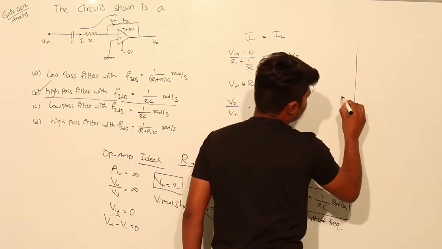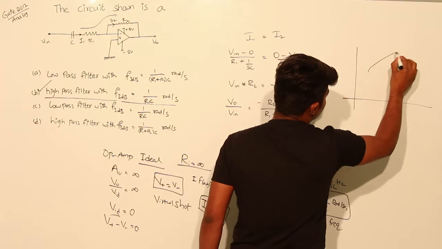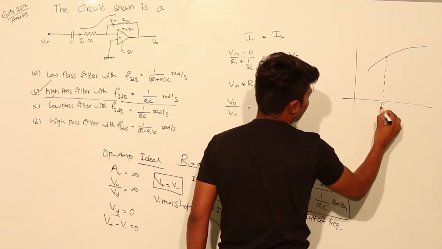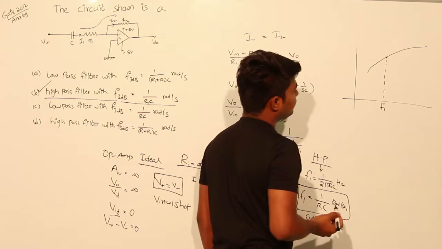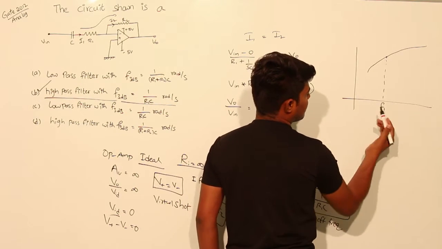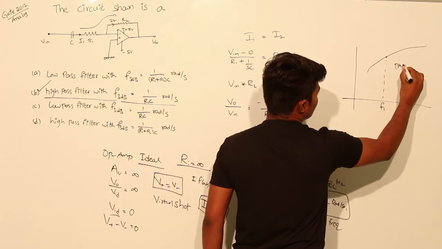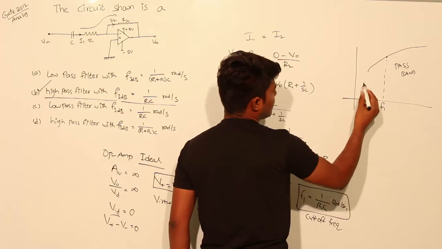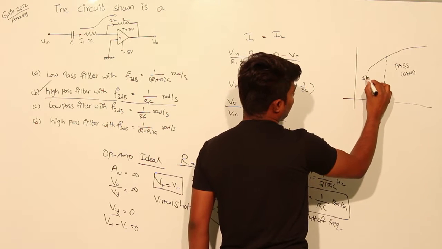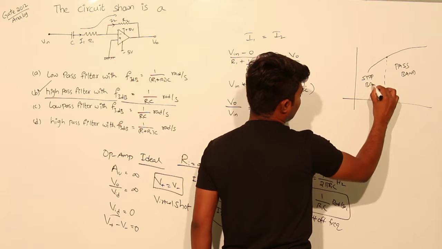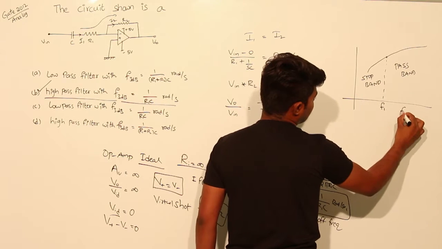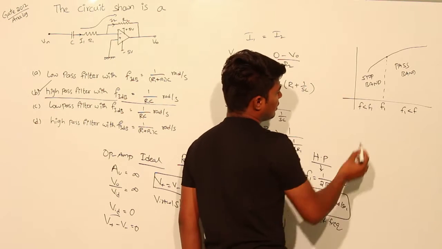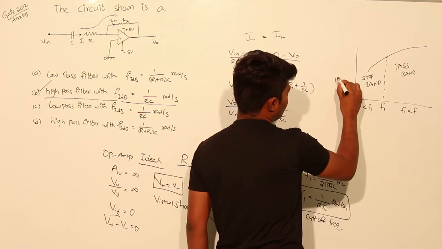For a high pass filter, the graph will be like this. There will be a point called cutoff frequency F1. After the cutoff frequency, it will allow all frequencies to pass through, and this is called the pass band. Before this cutoff frequency, no frequency is allowed, and this is called the stop band. For the pass band, F1 will be less than F. For the stop band, F will be less than F1. This is the graph for a high pass filter.